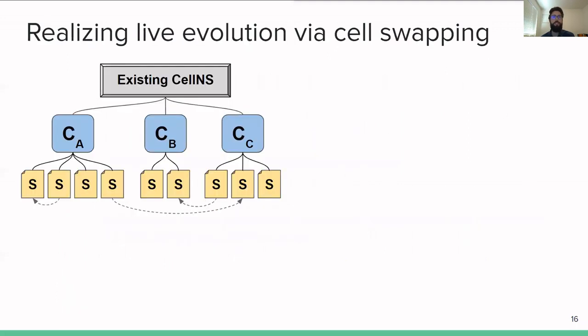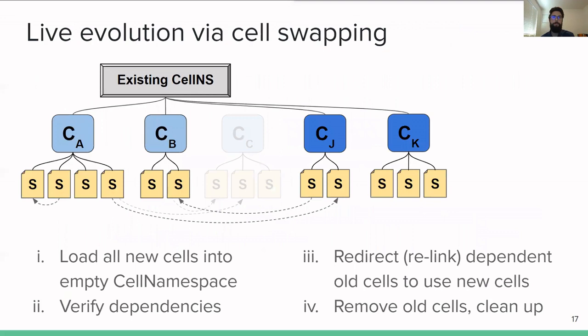To realize our first goal of live evolution, we implement the mechanism of cell swapping, a multi-stage procedure that replaces some existing old cells with new ones. In this example, we replace an existing cell C with two new cells, J and K, as shown here on the right. The full details of this procedure and how Theseus' design choices facilitate it are found in the paper.